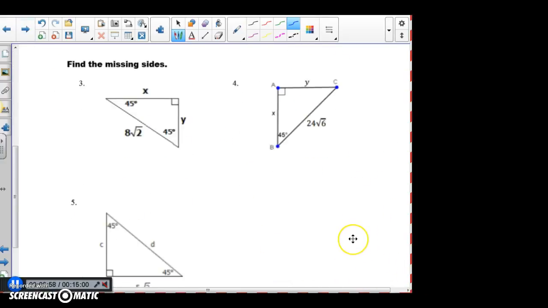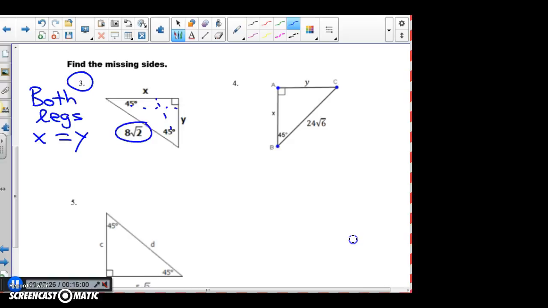This is your homework. I'm going to work through some of these. First of all, the first thing you want to do in these kinds of problems is identify what you've got. I'm going to do number 3. Well, let's see. I'm looking for both legs. What's nice here is I know whatever that X number is, it's going to be equal to that Y number. Because again, we've established that in the 45, 45, 90, those legs are equal to one another.